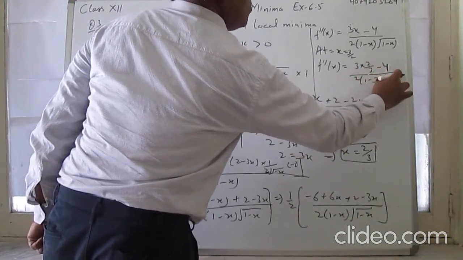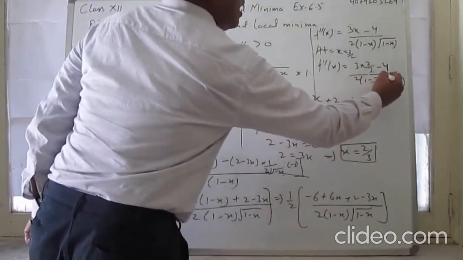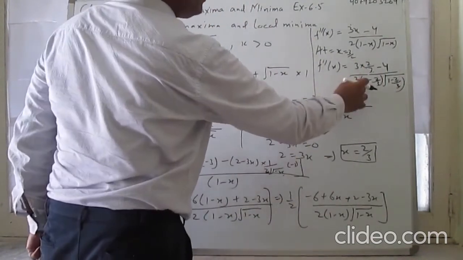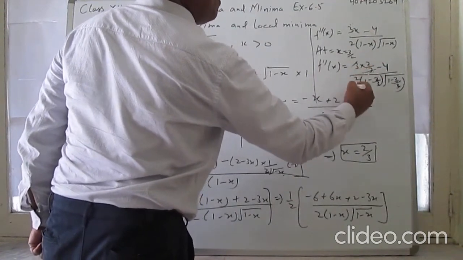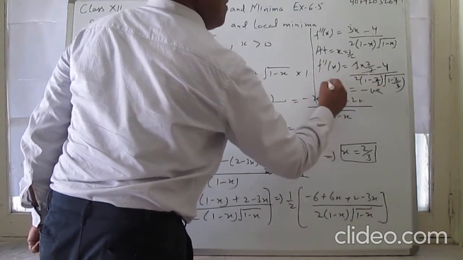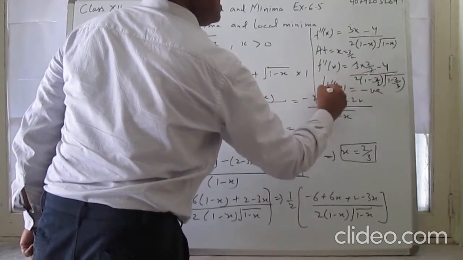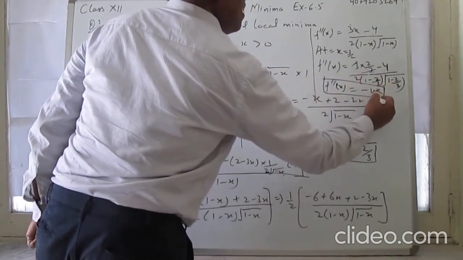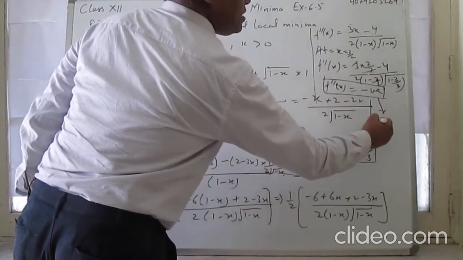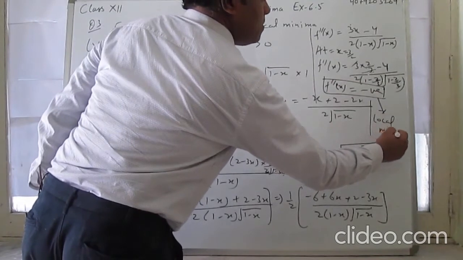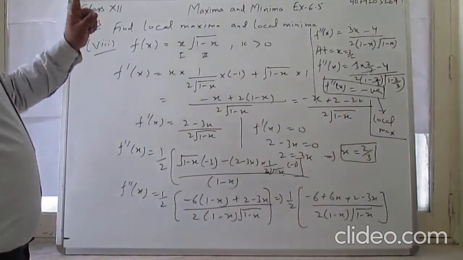2 by 3 under root. So this is positive and this is negative. So negative upon positive is negative. So f double dash x is negative. It means it is local maxima.